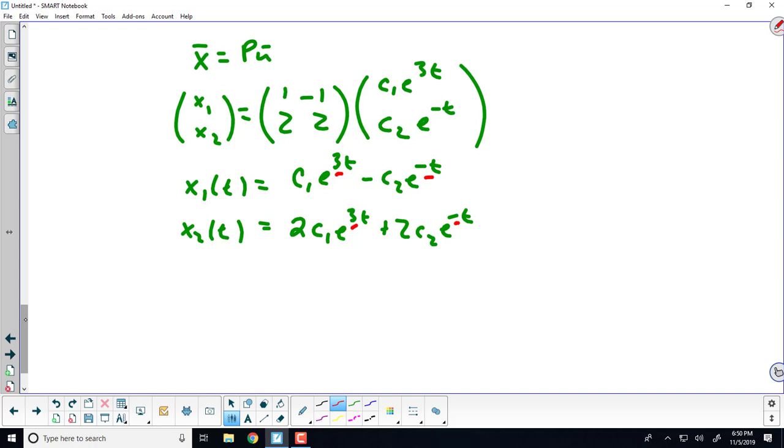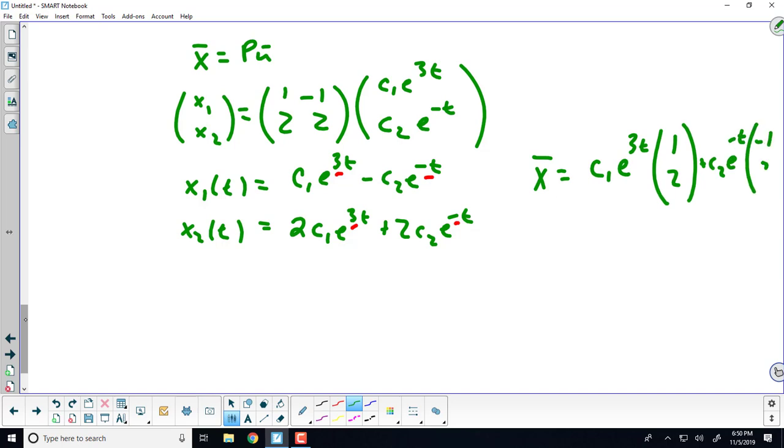But more importantly, if I write this in a different format, we put it back into matrix form, we've got x bar, just as a vector, is equal to c1 e to the 3t times 1, 2, plus c2 e to the minus t times minus 1, 2. And who are these vectors right here? So these were the eigenvalues, and these were the eigenvectors.